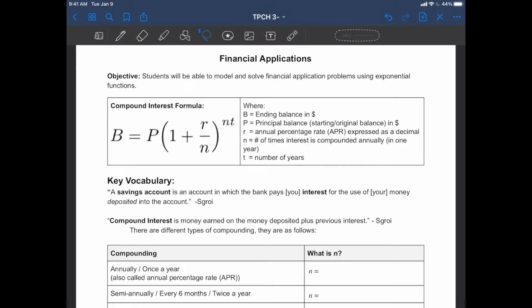N is the number of times interest is compounded annually, so within 1 year. And T is the number of years. T will always be in years. T will never be in months, or days, or anything else. So if it asks you how much money will be in the account in 6 months, you have to convert that to 0.5 years instead.